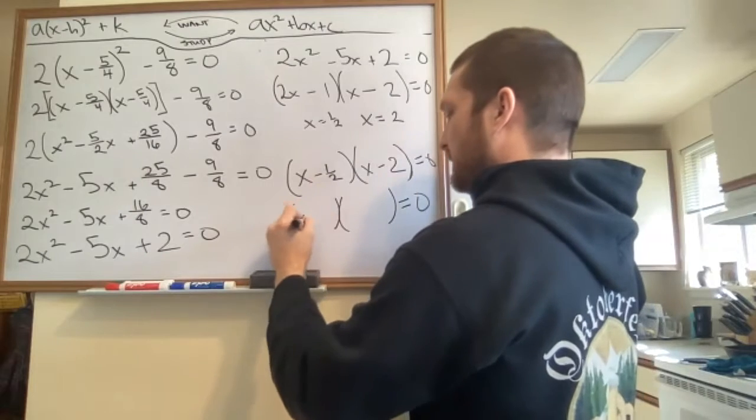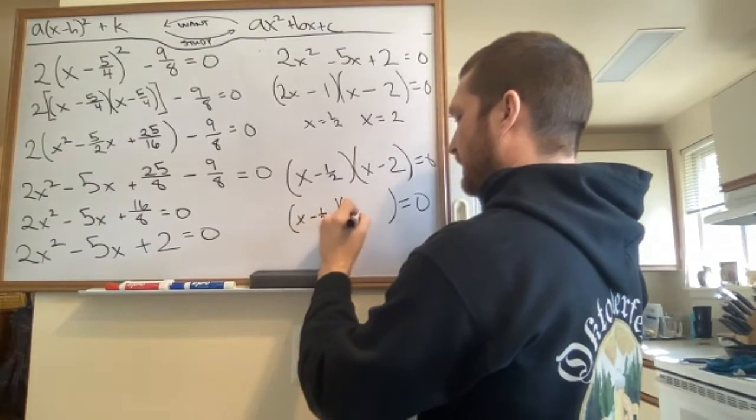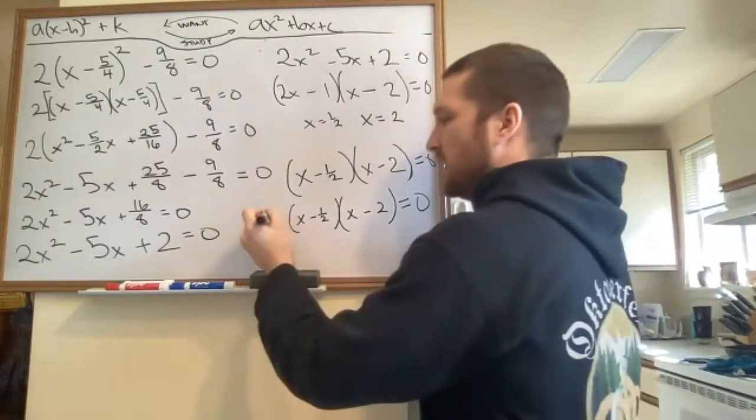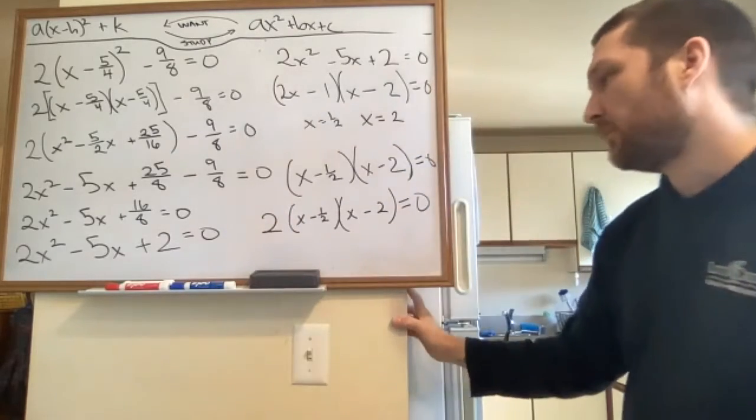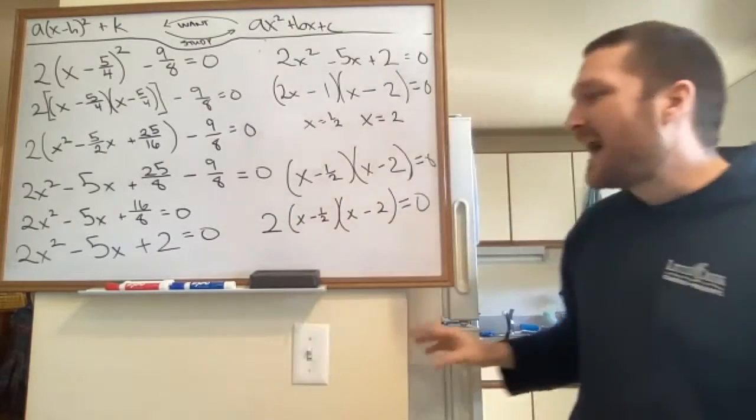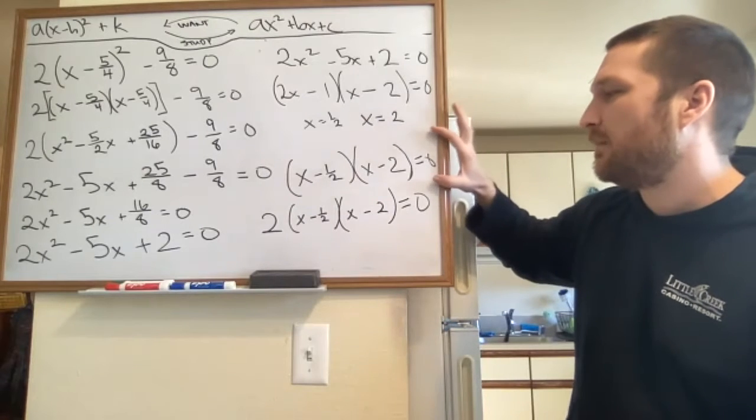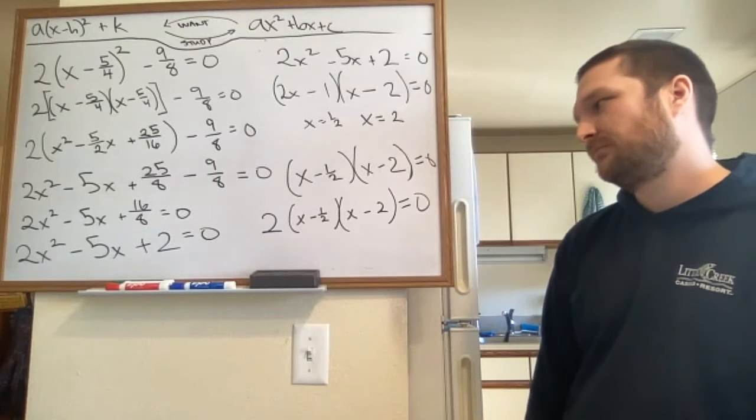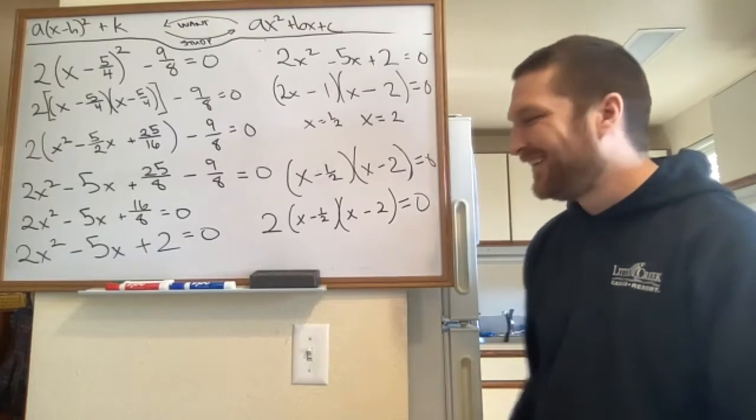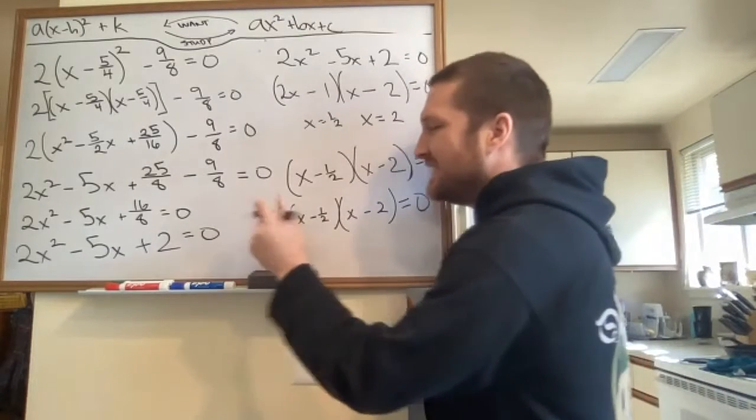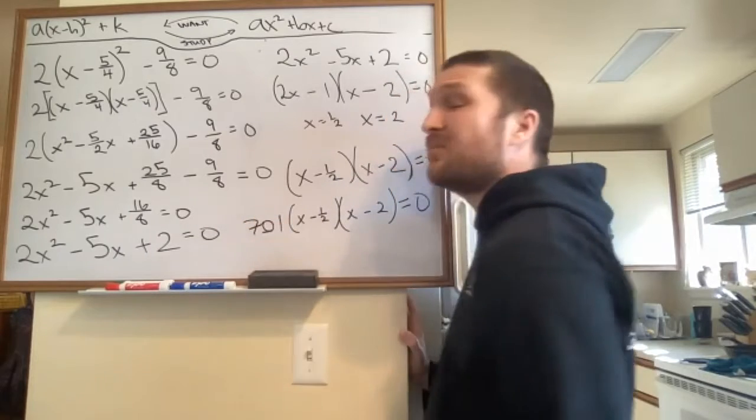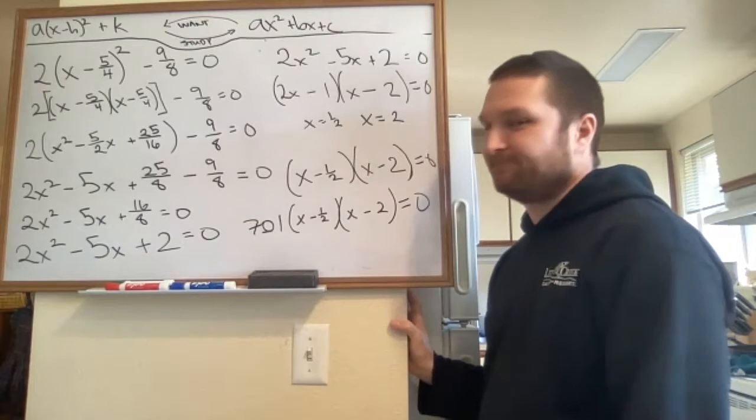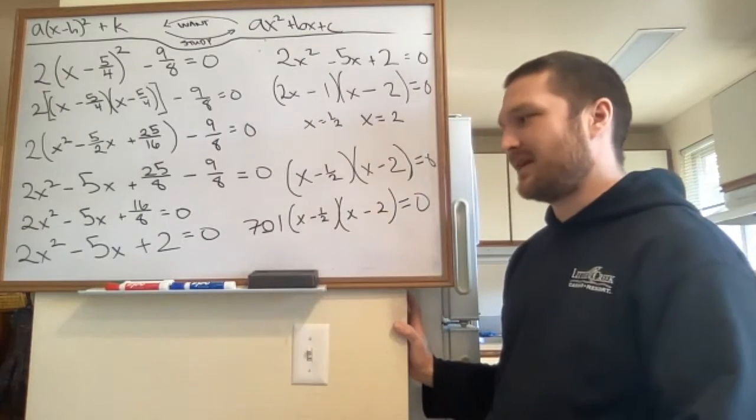What are the zeros? How do the zeros change if I take this and multiply it by 2? Now that I've taken this equation and multiplied it by 2, are the zeros any different? No. No, they're not. What if I would have multiplied by 700? No, what if I multiplied by 701? Did that change that at all? No. No, the zeros are always going to be the same.